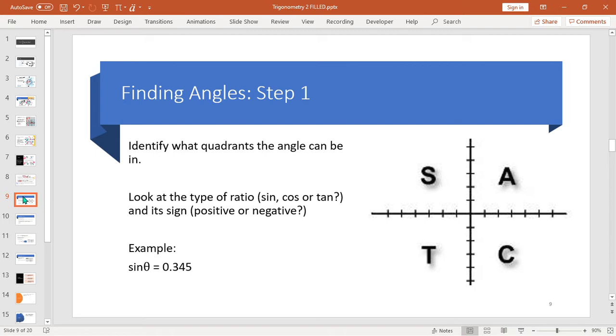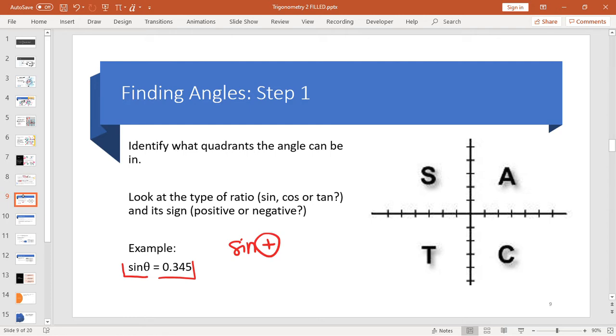So our first step, and I want you to do it step by step. If you're good at this, that's fine, but this is how I tell people how to do it. Okay, so before we do any math, we're going to look at what we're given. We're given a sine ratio, and we're told that it's equal to a number that is positive. So basically, I'm looking for sine, and I'm looking for where it's positive.